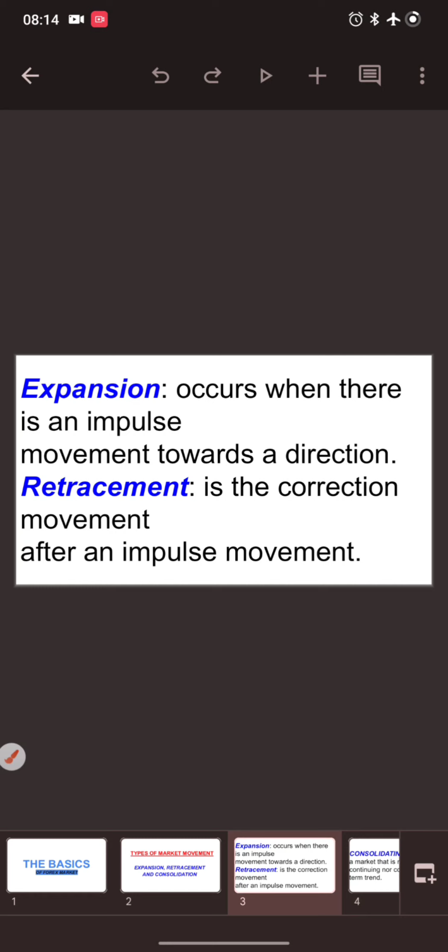Just like running. If you are going on a marathon race, maybe in your training or whatever, you can have a particular point where you will just stop or slow down, then take a deep breath to regain your momentum before continuing the race. So that's how it is. That is basically what they call retracement.